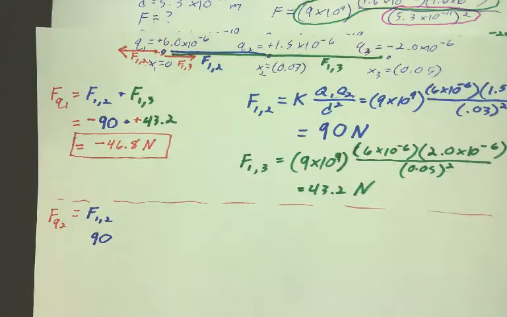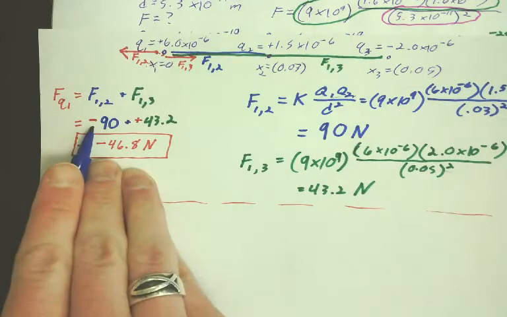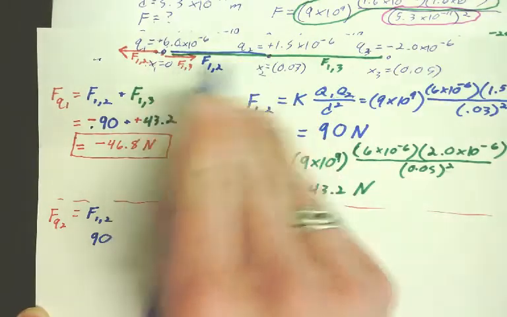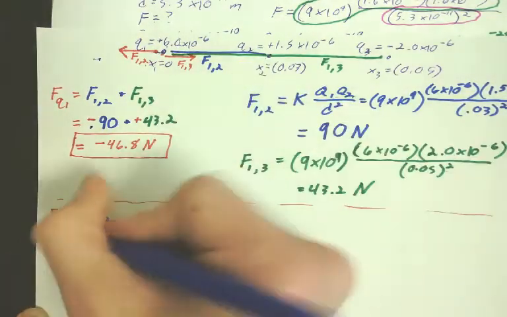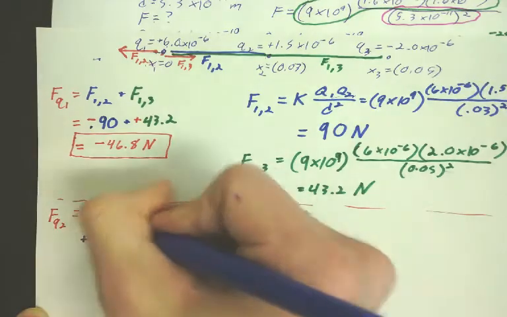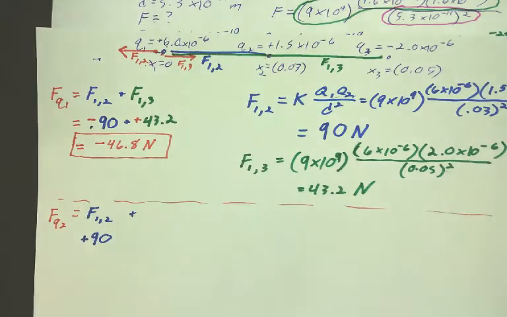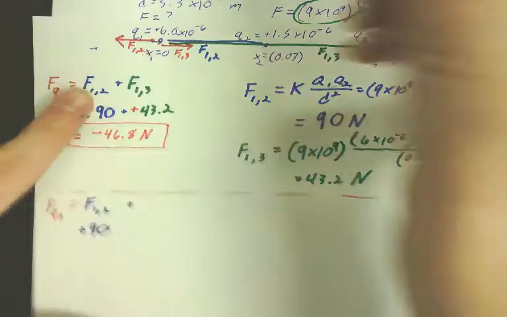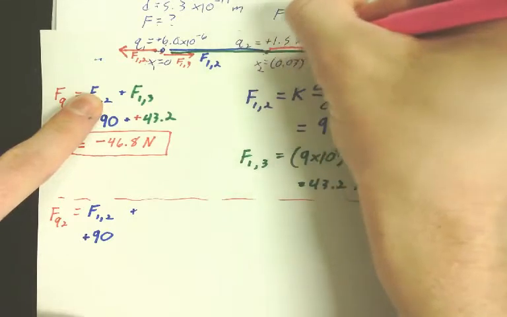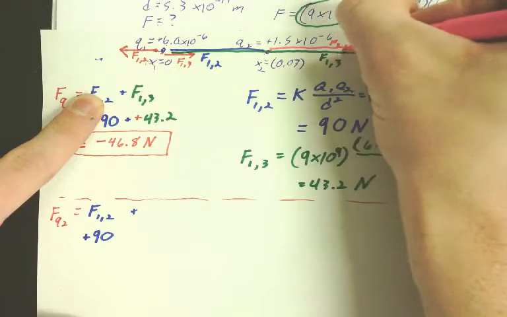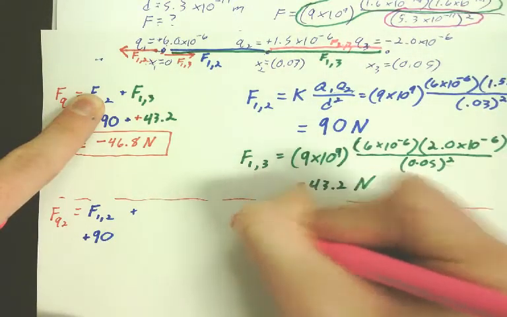And guess what? Newton's third law, every action has an equal and opposite reaction. If the force on Q1 from 2 would push 1 left, then the force on 2 from 1 would push 2 right. This is a positive 90. Now I've got to add in 3. The force between 2 and 3. And I would have to set up the equation for that now.